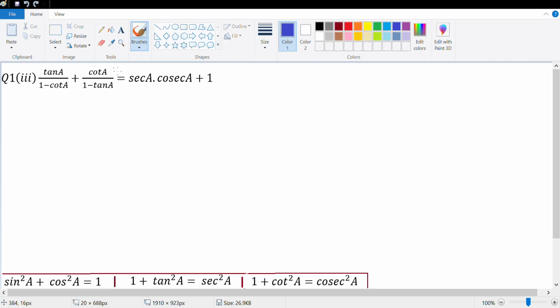Hi guys, let's look at the next question. The next question is question number 1, part 3. So again, the left hand side is more complicated. I start with the left hand side and I convert tan into sine and cos.